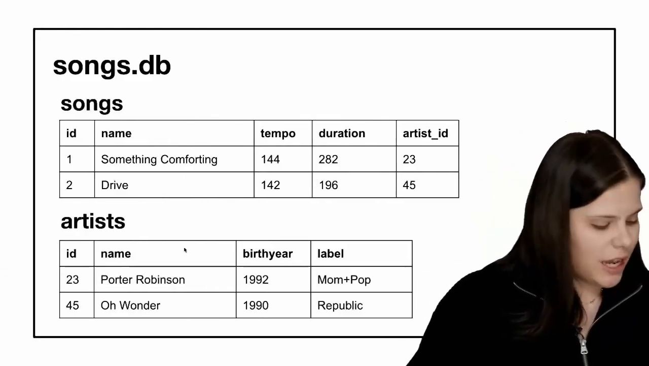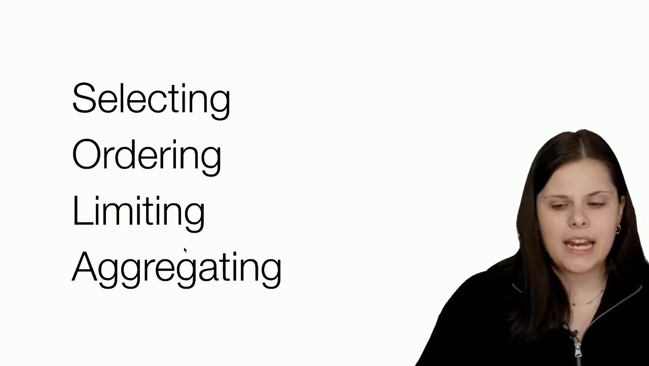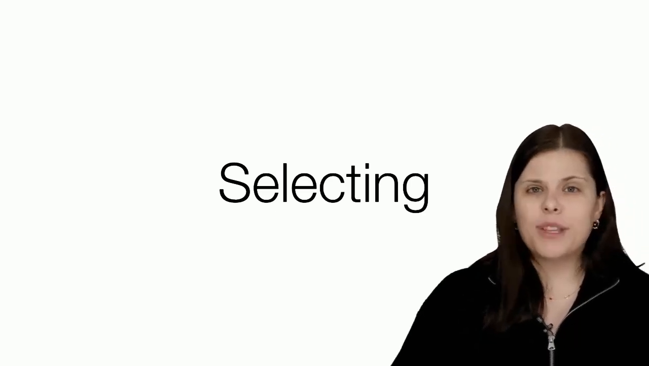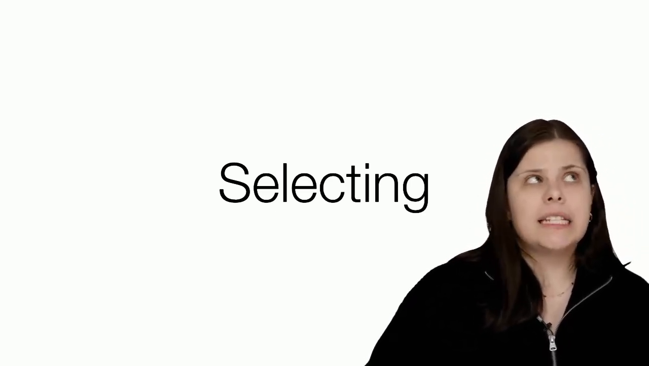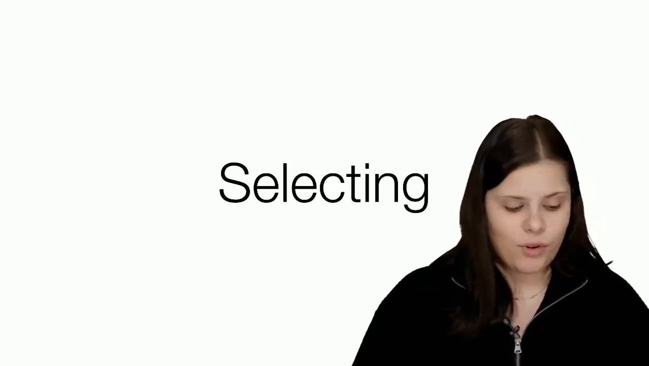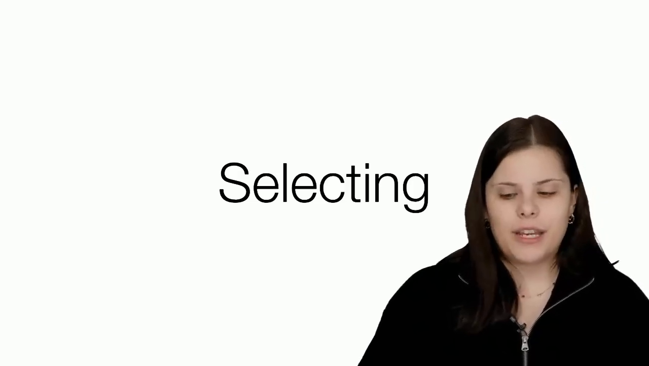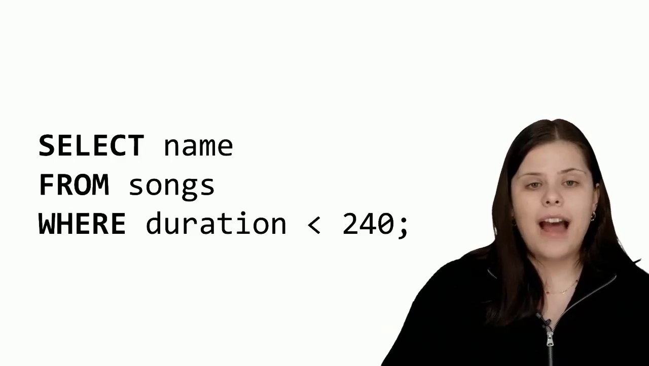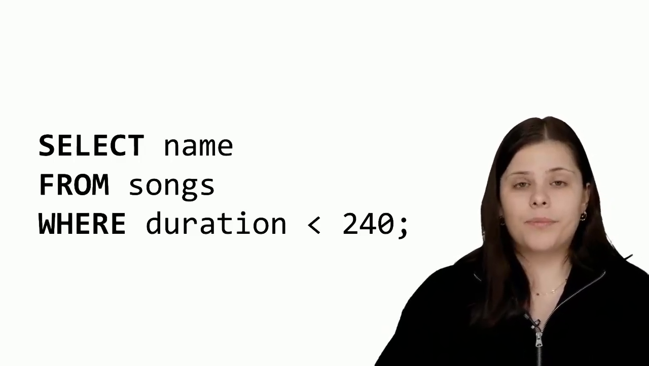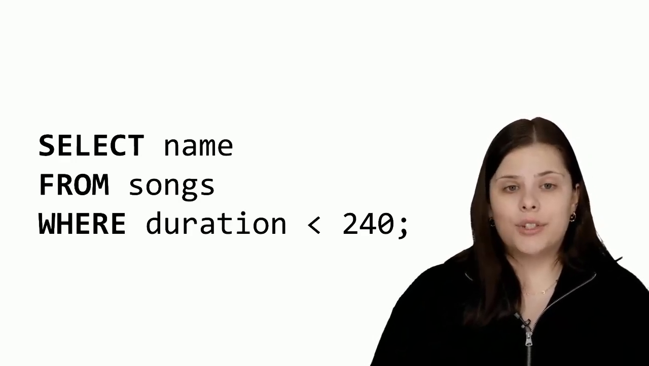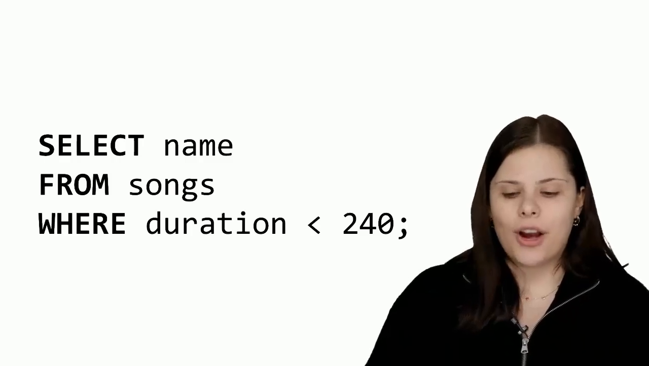But let's consider some queries that we can use here, right? And let's talk about selecting first. So this is something that we just did, right? Just using select star from a specific table. But there are other constraints that we can set and specific values that we can grab. So for example, if I was looking to grab names of the songs that had duration less than 240, this is how I might go about it, right?